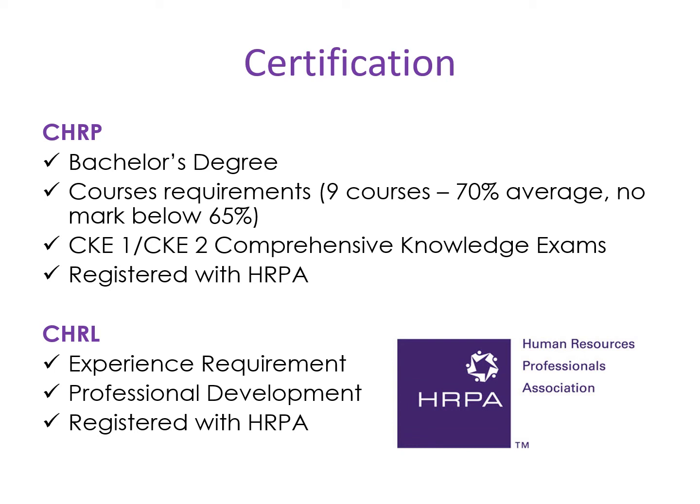To get the CHRL, which is the Certified Human Resource Leader designation, you have to have already achieved your CHRP, but then they have an experience requirement. So you have to have worked for at least 3 years in an HR role, and you have to have engaged in over 60 hours of professional development and be registered with the professional body before you will be granted the CHRL certification.